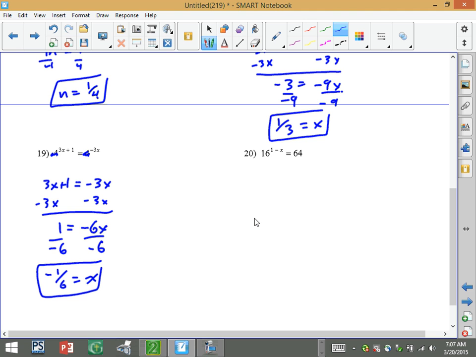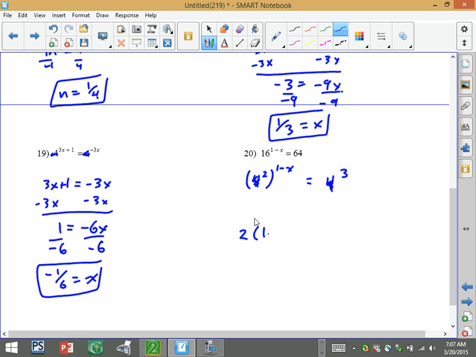Here, there's no way to get 64, right? 16 squared equals 256. So there's no way to get 64 to be a 16. So this is one of those we're going to have to break it down even farther. Let's break this down to 4. This will be 4 squared to the 1 minus x. And 64 is 4 to the 3rd. So here's one where you got to actually work on both sides.